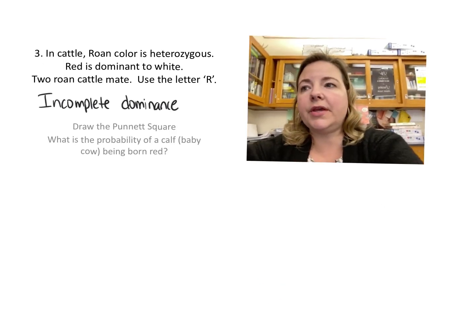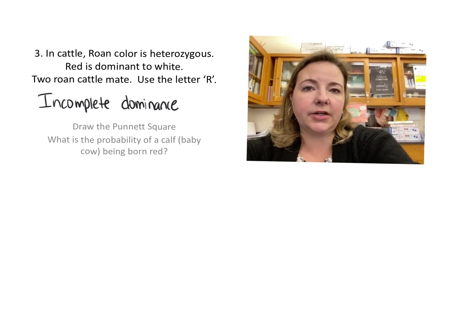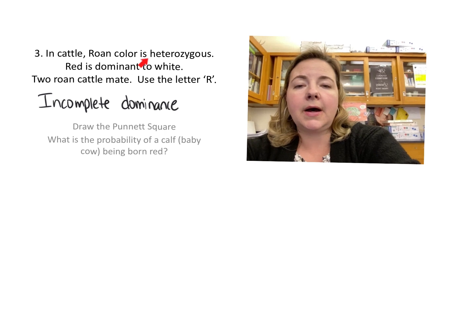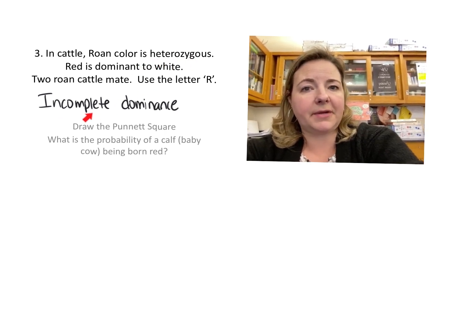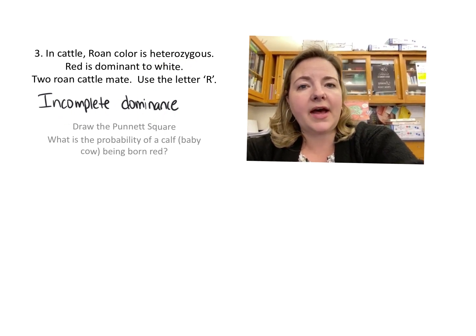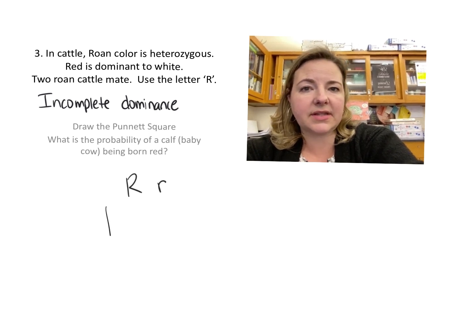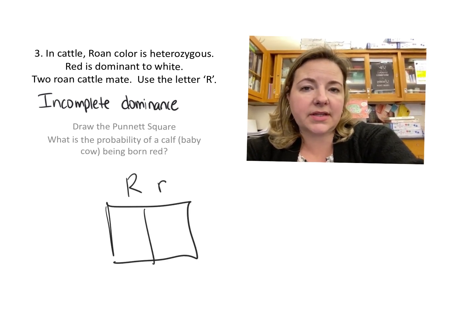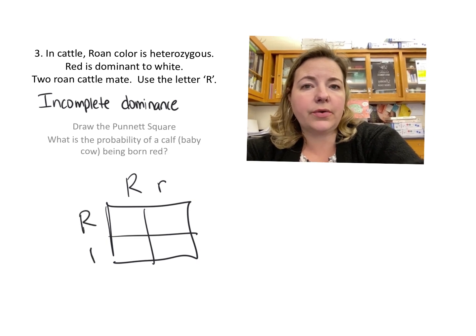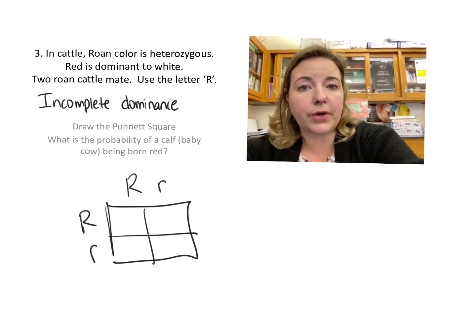All right, so here we have roan cattle. Roan is a trait that is heterozygous and it shows incomplete dominance. So when the cattle has capital R, lowercase r, so one dominant allele and one lowercase allele, the cattle is going to show the third phenotype of roan.